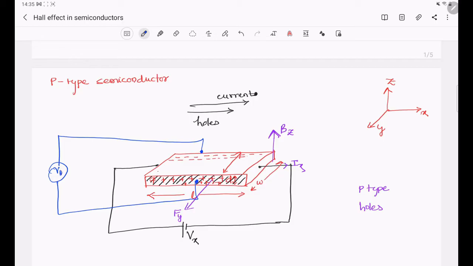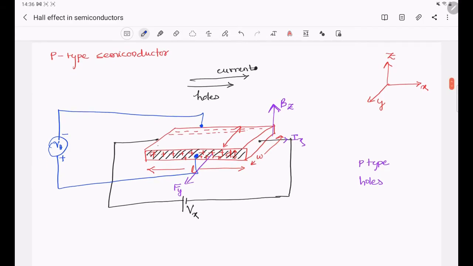As I have already mentioned, the voltage or the potential difference developed here is known as Hall voltage. Suppose the positive terminal is connected to the front side and the negative terminal is connected to the back side. Here, as the positive terminal is connected to the side where holes are present and the negative terminal is connected to the side where electrons are present, the Hall voltage will be positive.